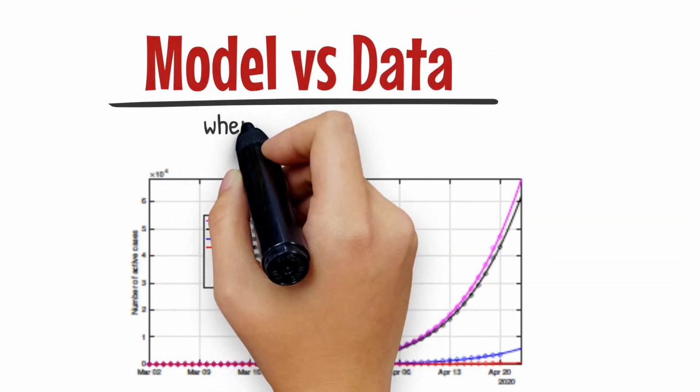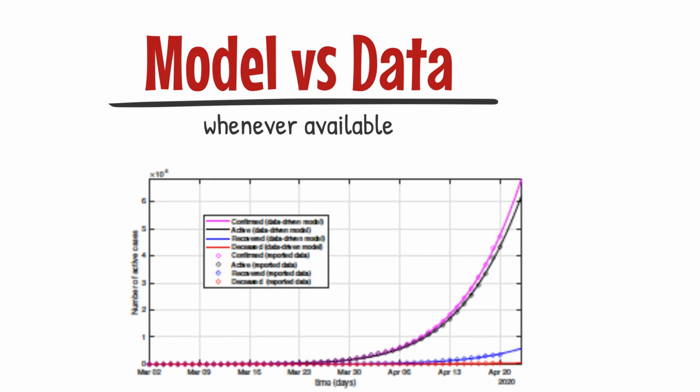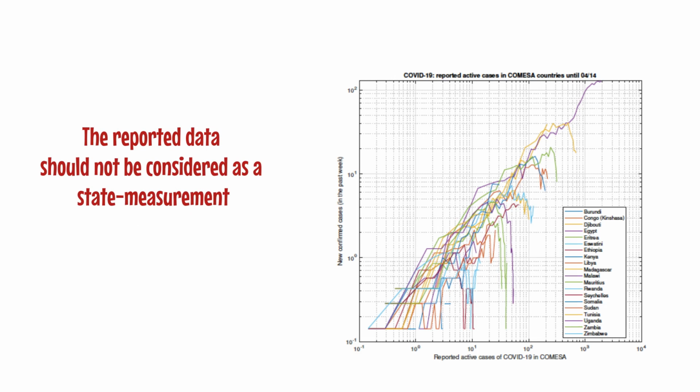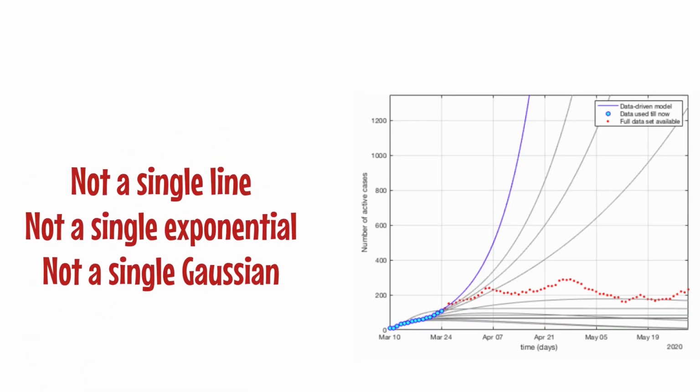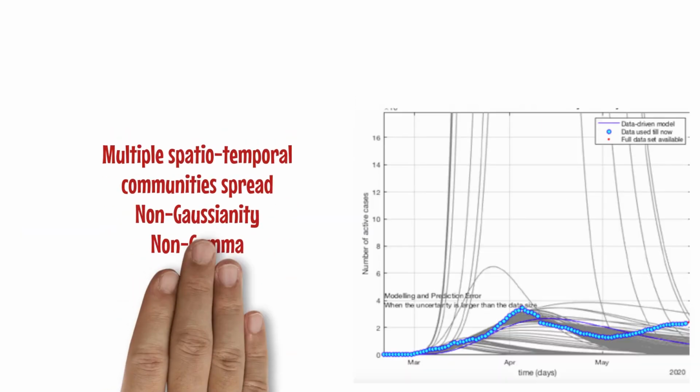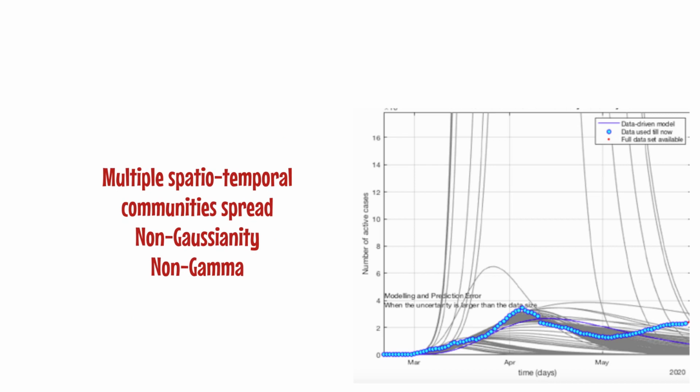One way to validate a new model is to test it on different data structures and shapes. This data-driven MFTG model has been tested successfully over 66 countries. The reported data should not be considered as a state measurement. It could be delayed, incomplete, partial, and noisy. Here is an example where the number of active cases is not a single line, not a single exponential and not a single Gaussian. Multiple spatio-temporal communities spread. Non-Gaussianity. Non-gamma, observed in more than 15 countries.